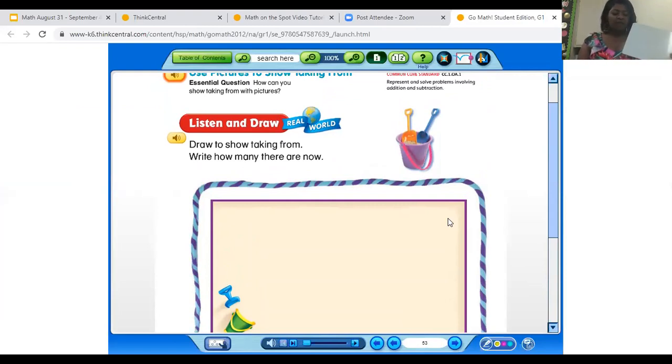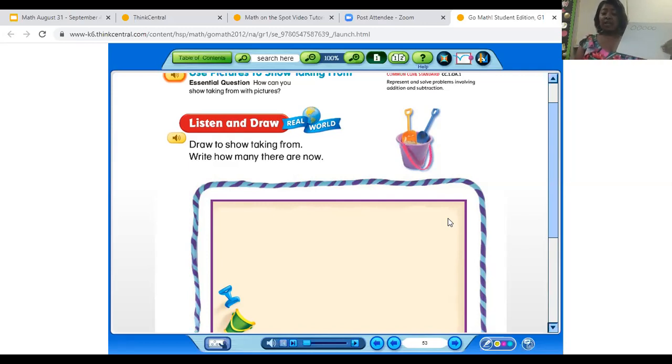There are 5 children in the sandbox. 2 walk away. How many children are in the sandbox now? So let's think about that again. How many children were in the sandbox at first? There were 5. So I'm going to draw 5 children. 1, 2, 3, 4, 5. And these circles represent my 5 children that were in the sandbox.